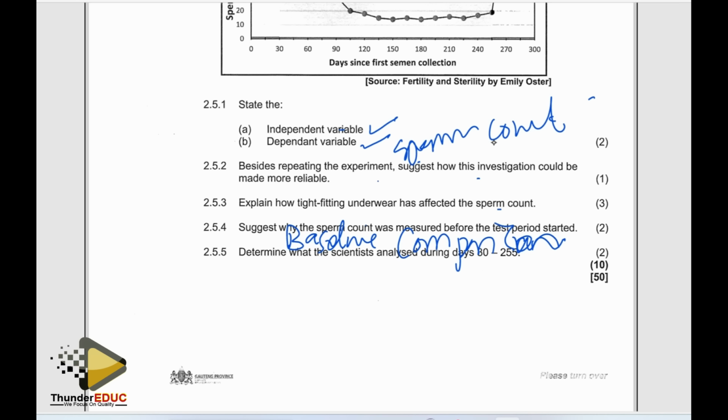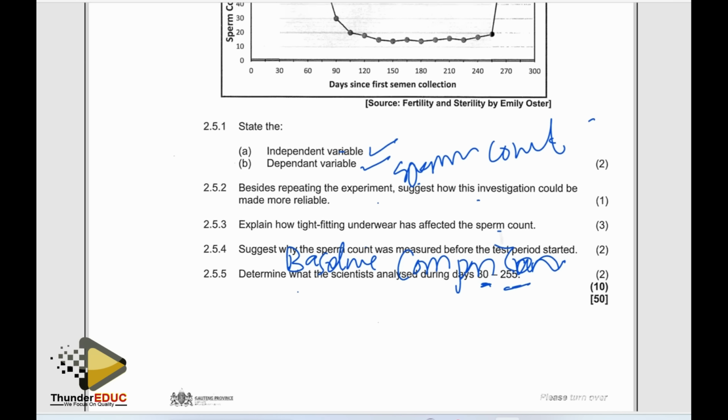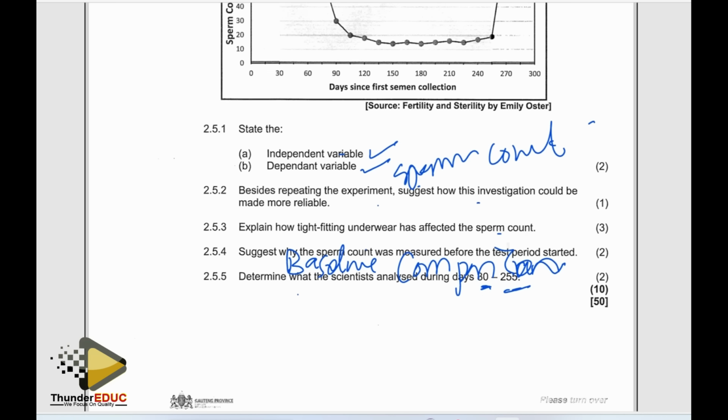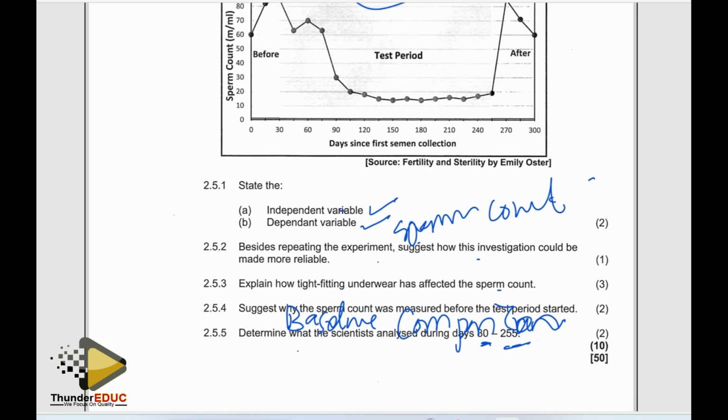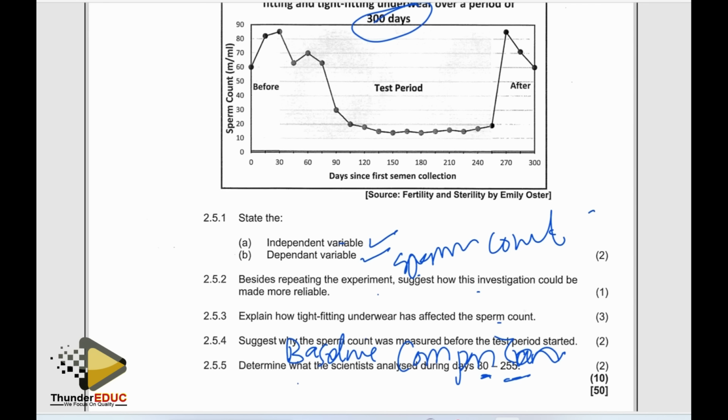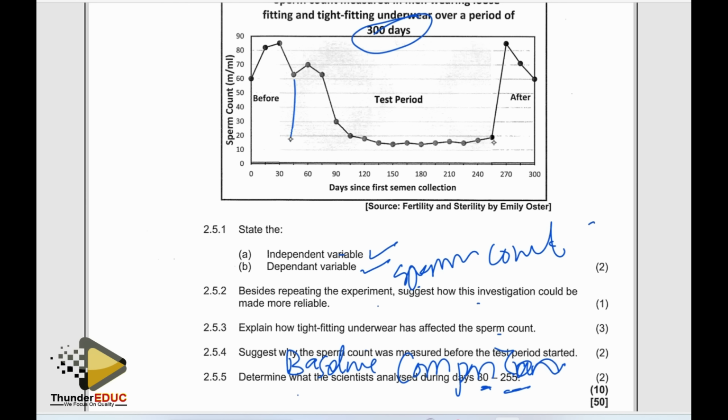How do you know that this effect is as a result of the tight underwear? We have to know before and after. You understand? They're saying determine what scientists analyzed during day 30 to this. What did they analyze? Basically, what they analyzed between day 30 and 255 around here, they saw the trend.